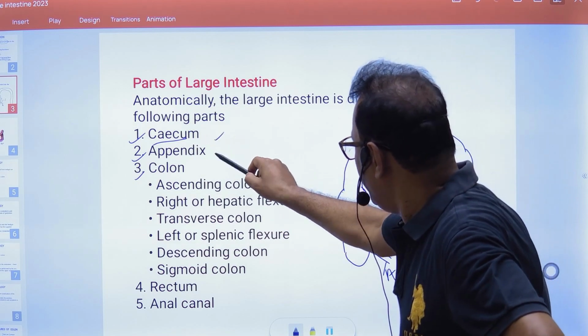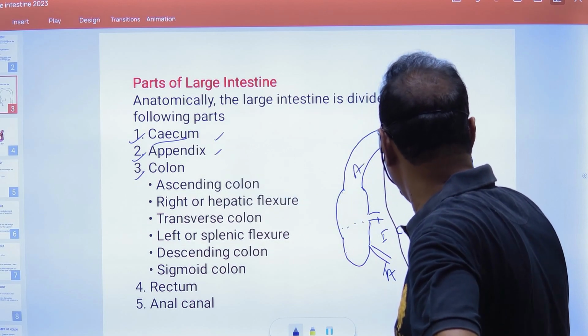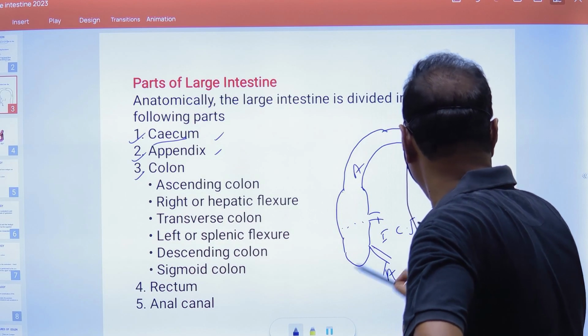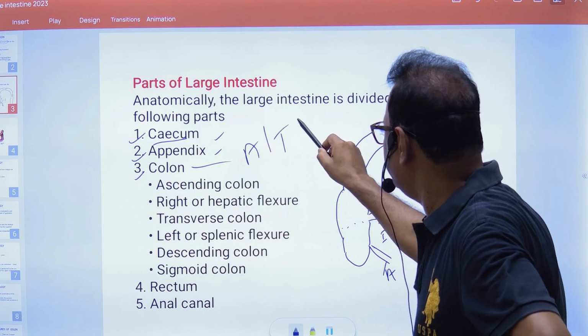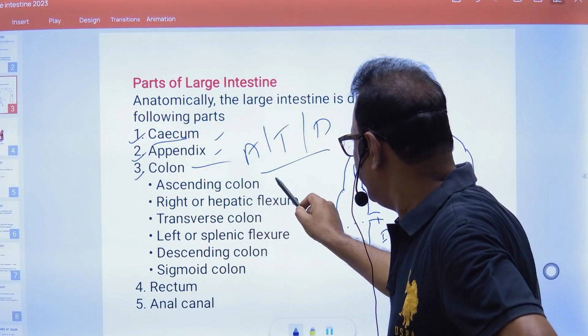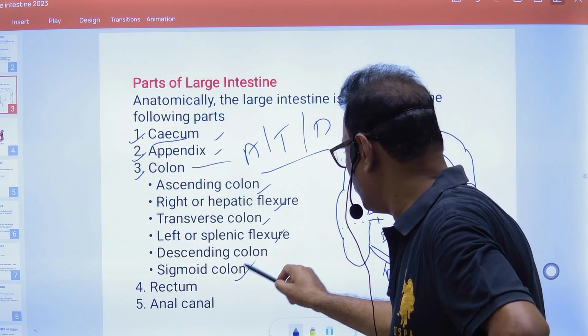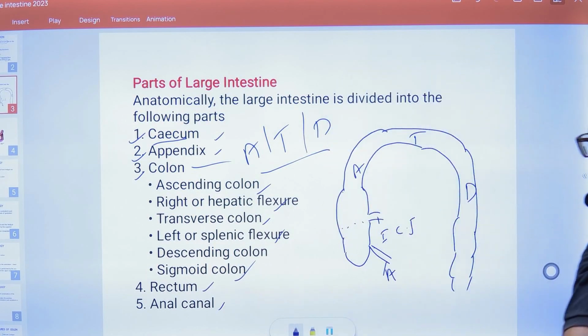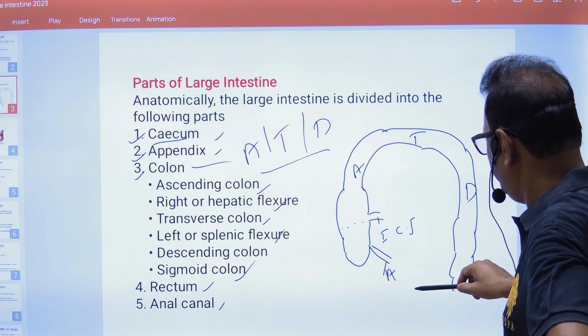So the cecum, appendix, and the colon. The colon consists of the ascending colon, then transverse, and then descending. Then we have the sigmoid colon also, the rectum, and the anal canal. These are the parts of the large intestine.